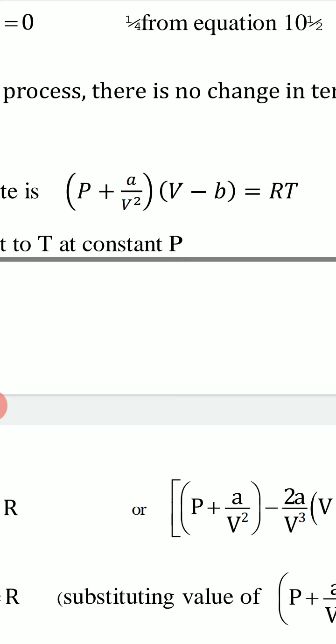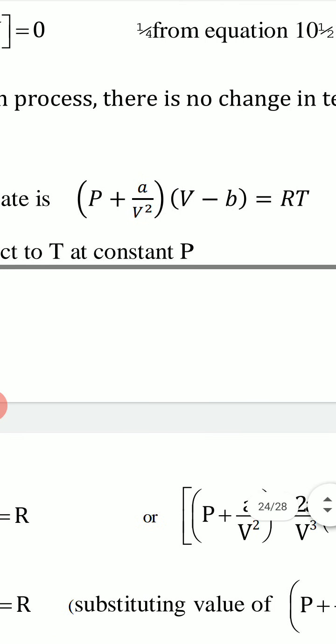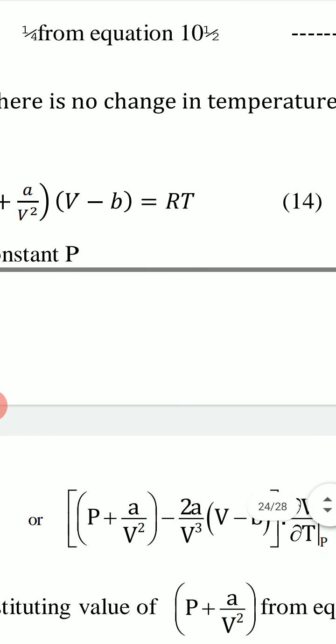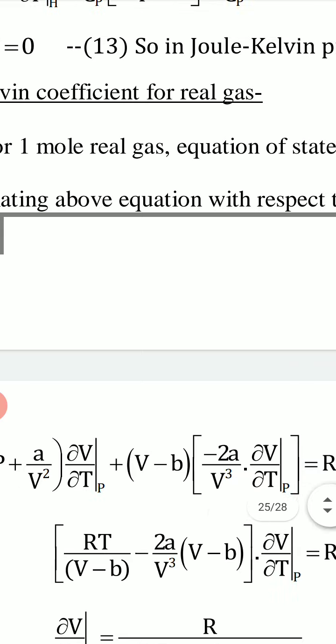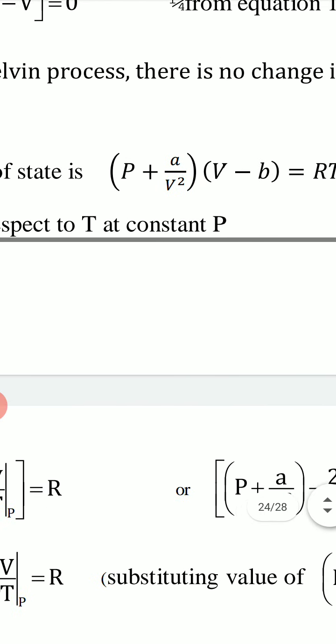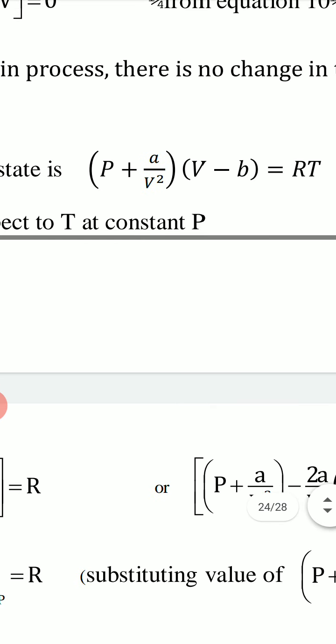For an ideal gas, we have PV equal to RT. For real gases, P is changed to P plus A upon V square and V is changed to V minus B. So the equation of state now becomes P plus A upon V square into V minus B equal to RT. Differentiating this equation with respect to T at constant P, we want delta V upon delta T at constant P.